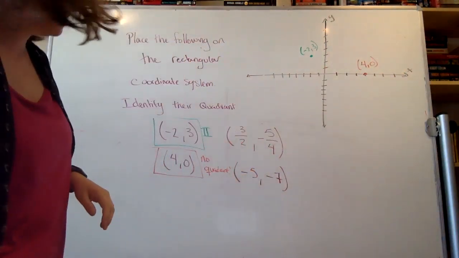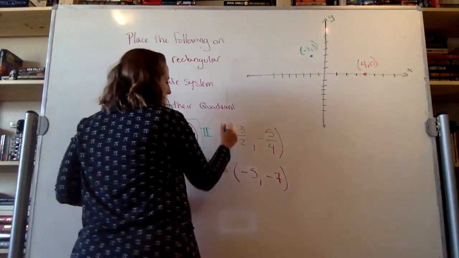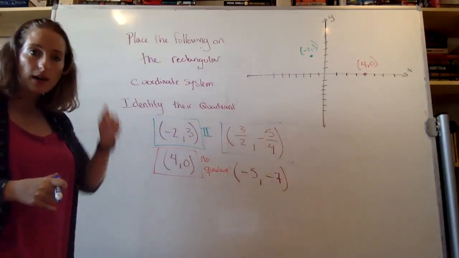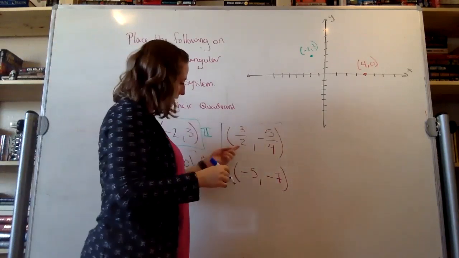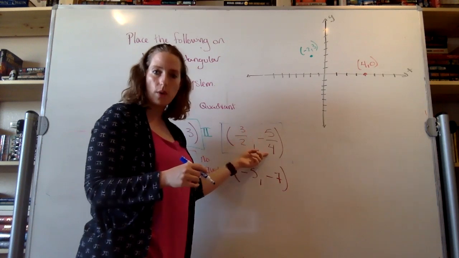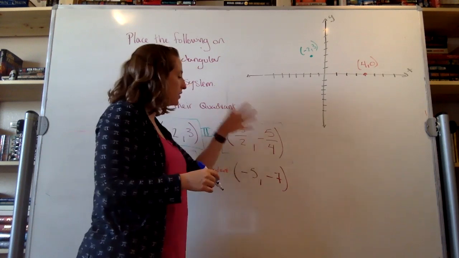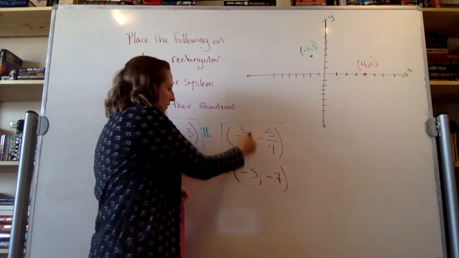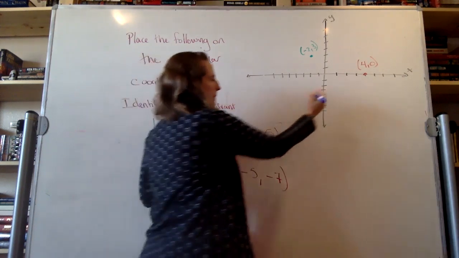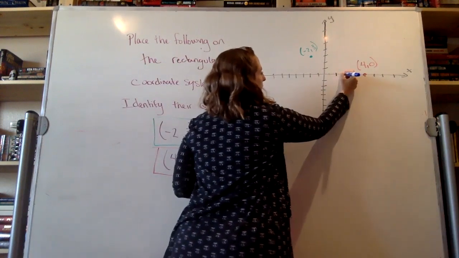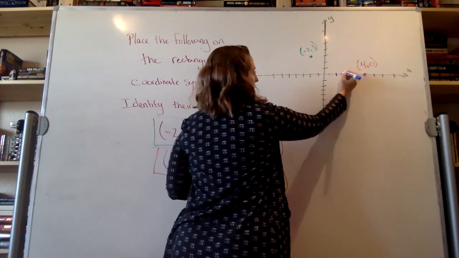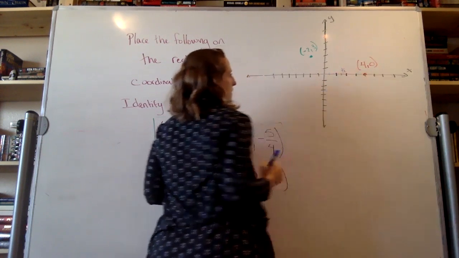All right, one of my favorite points, because it's a fraction. I know a lot of people don't like fractions, but don't let the fraction part bother you. You know what this means. This means I go to the right 3 halves and down 5/4. The tricky part is thinking about how to do that. Well, 3 halves means I'm going to split things into halves, and then I'm going to count 3 of them. There's 1 half, 2 halves, 3 halves. Okay, so this would be my right 3 halves.